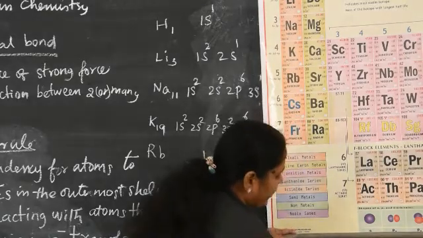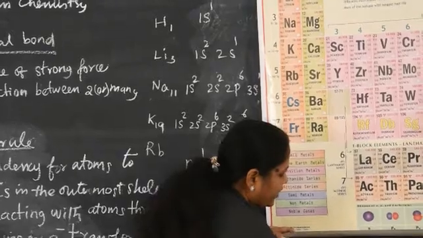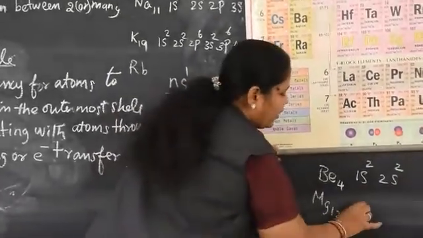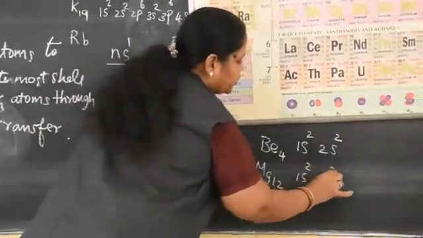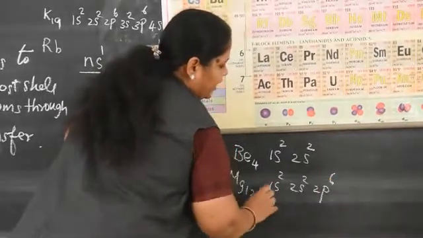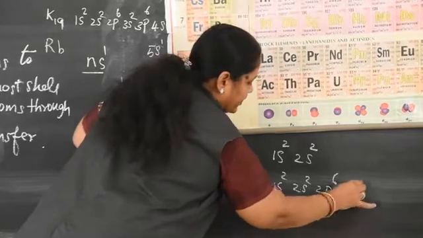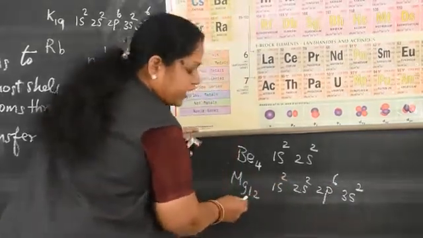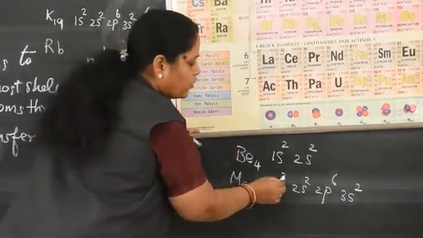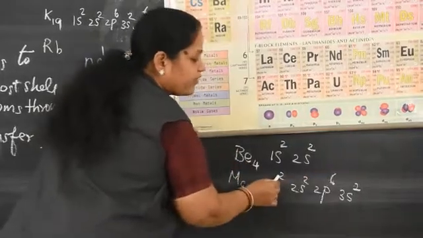The next one, magnesium, atomic number 12. So I write 1s2, 2s2, 2p6. After filling 2p6, 3s2. Totally how many electrons? Atomic number 12. So you count these numbers. It is equal to 12.